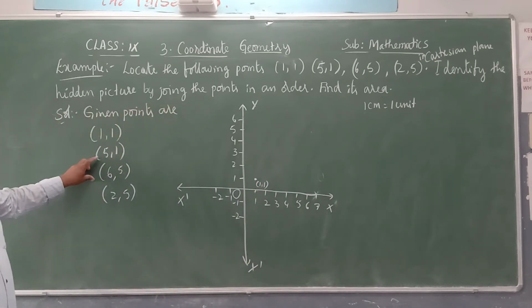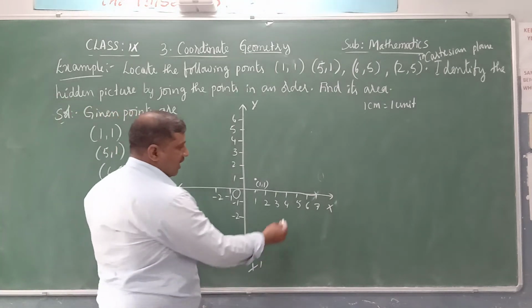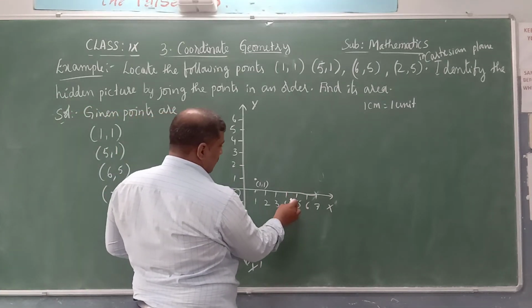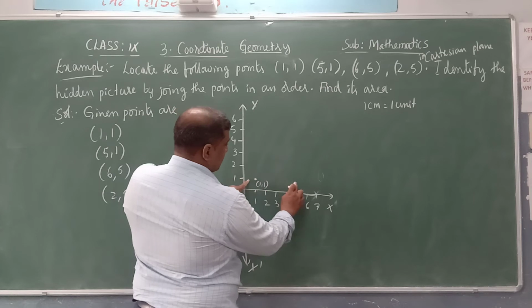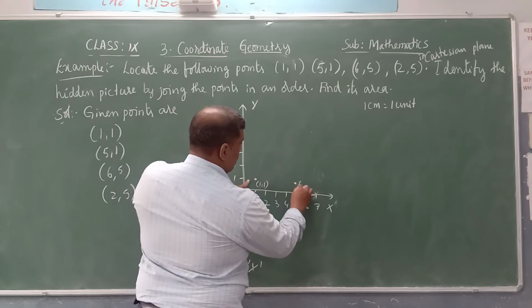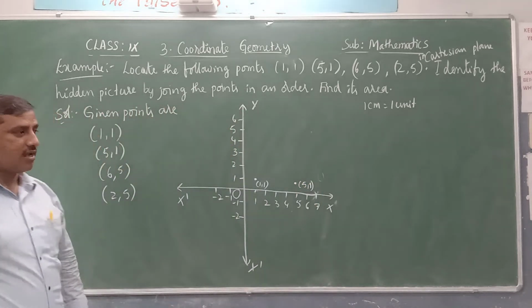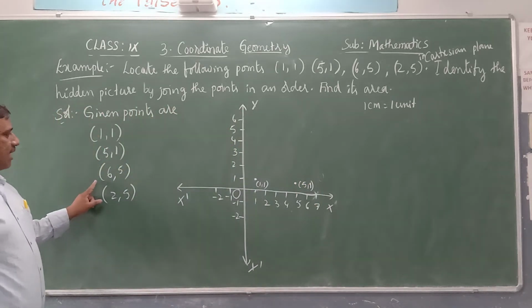Then 5 comma 1, x is 5 and y is 1. Yes, here it is. On the same line we get it here. Yes, this is 5 comma 1. Next, look at 6 comma 5.